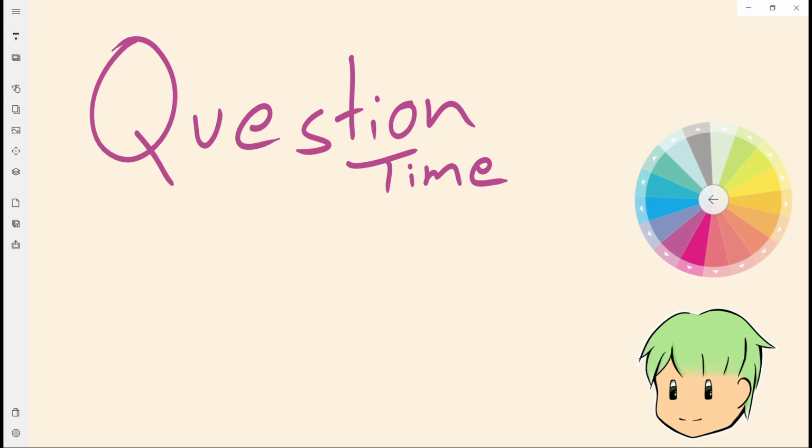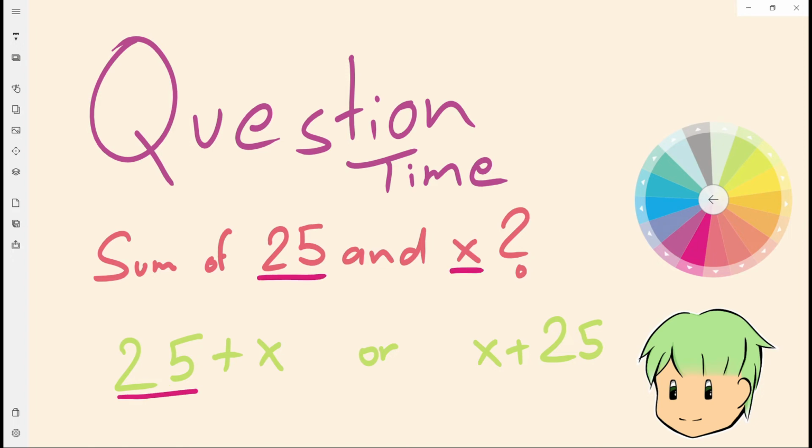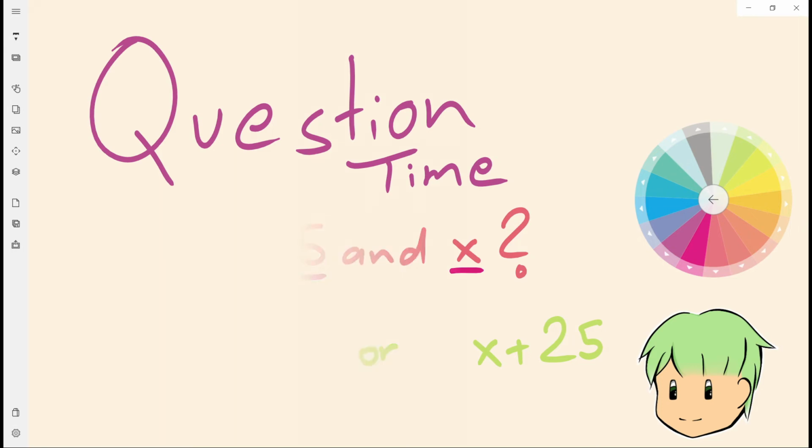Let's make the first question easy. Write down the sum of 25 and x. You can write down 25 plus x or x plus 25. If you have a strict teacher, she might want you to write in order, which means you have to write down 25 plus x. But you are correct if you write it either way.